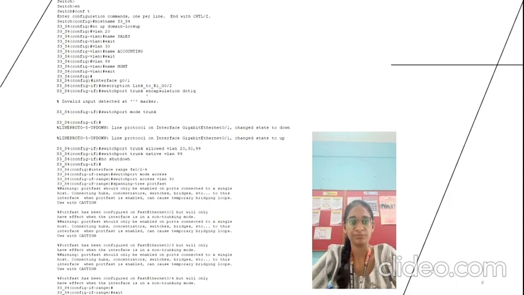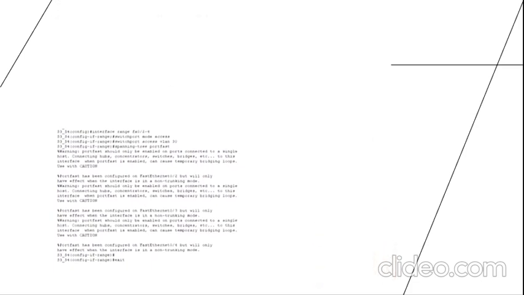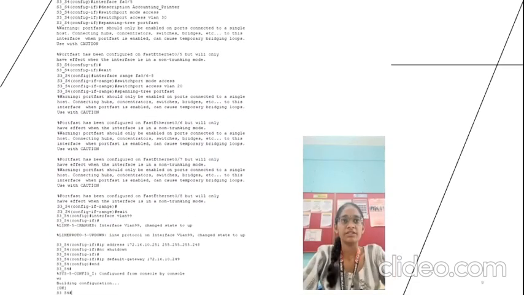No shutdown. Interface range FA0/2 to 4. Switchport mode access. Switchport access VLAN 30. Spanning-tree portfast. Interface FA0/5. Description accounting printer. Switchport mode access. Switchport access VLAN 30. Spanning-tree portfast. Exit.